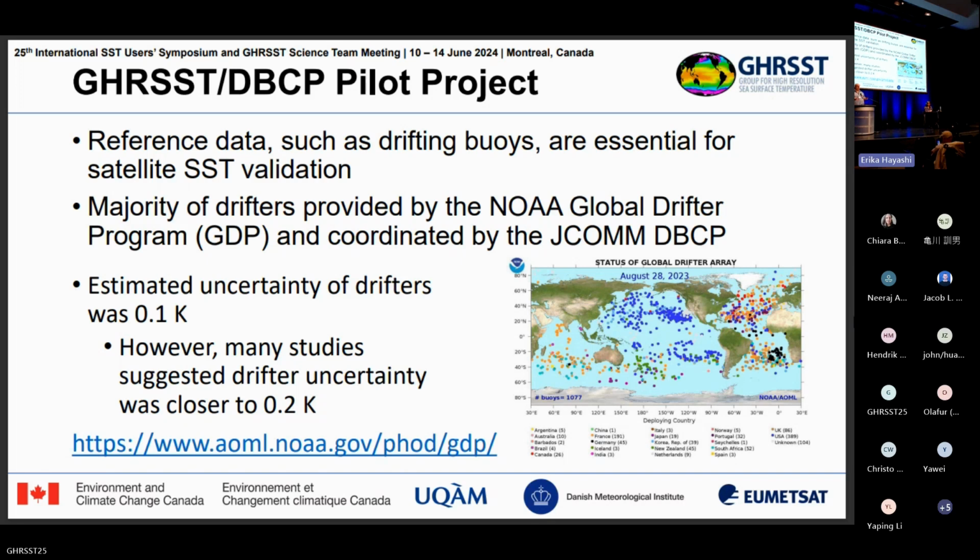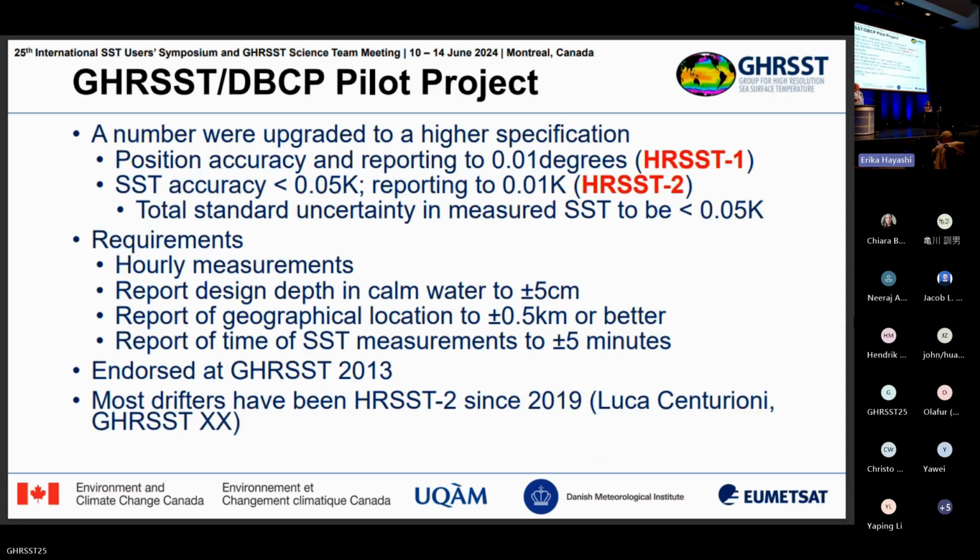And when we first started to look in detail at the accuracy of the drifters, it was thought at the time that they should be giving around about 1/10 of a degree, and many papers, including those led by many of you in the audience, showed that actually it's probably closer to 0.2. So back in 2010, Chris Merchant and myself headed to meet David Meldrum, who was the chair of the DBCP at the time, to see what we might be able to do about this.